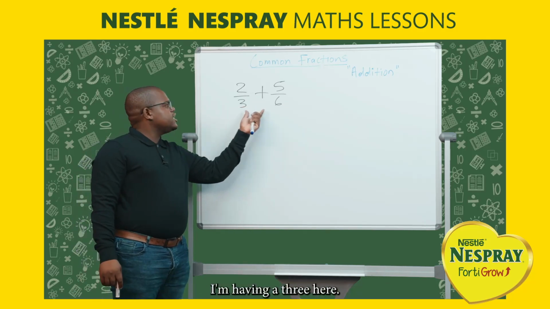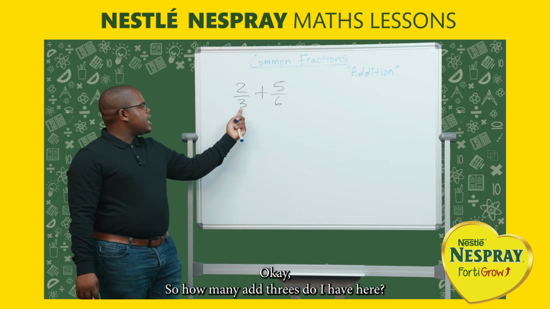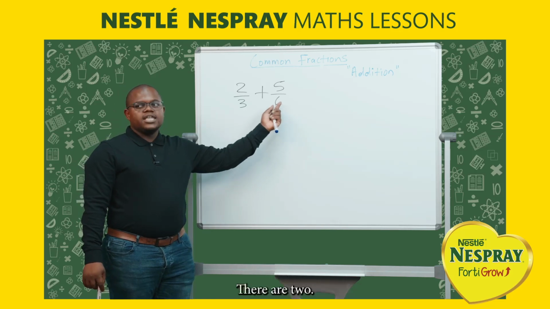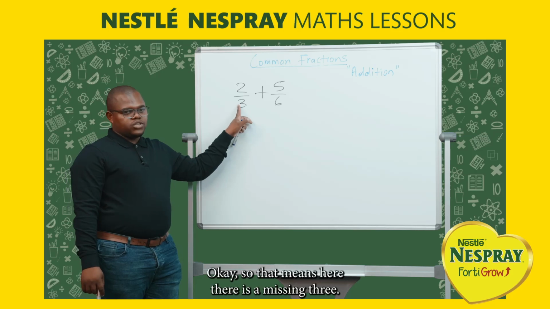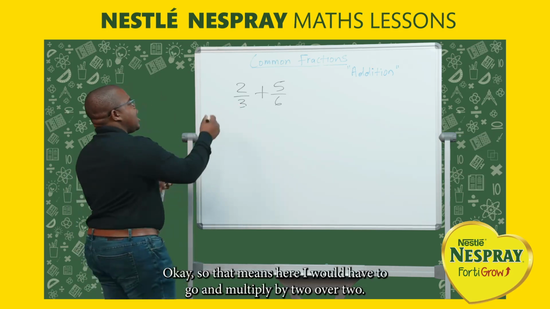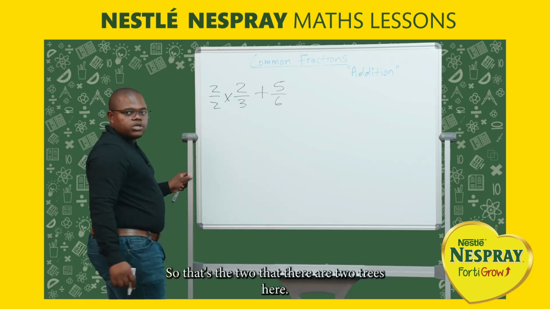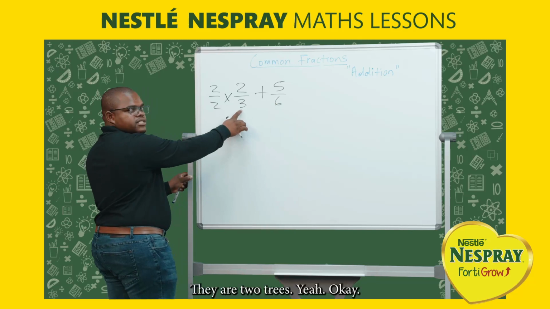Here I'm having a 3, here I'm having a 6, okay? So how many 3's do I have here? It's only 1. How many 3's do I have here? There are 2, okay? So that means here there is a missing 3. So I will have to multiply by 2 over 2, so that there are 2 3's here, there are 2 3's here, okay?